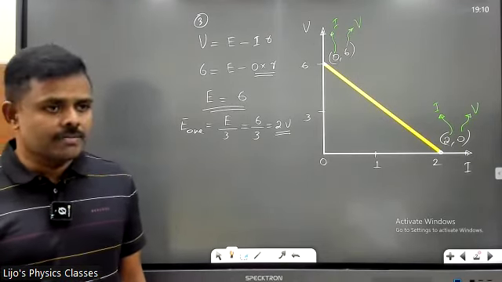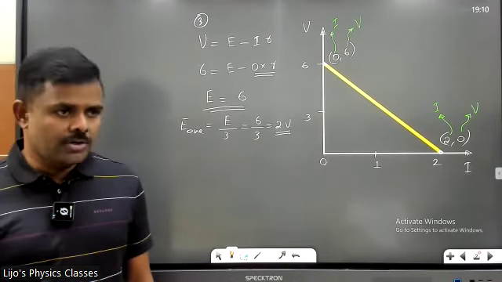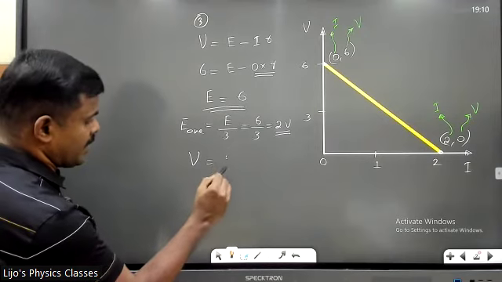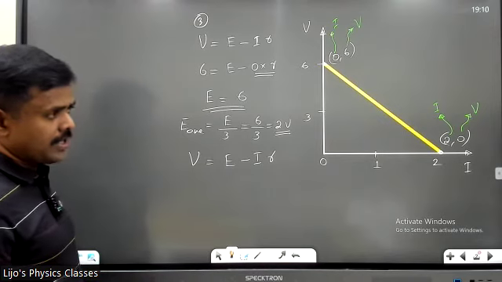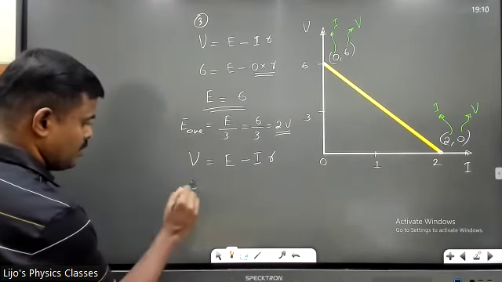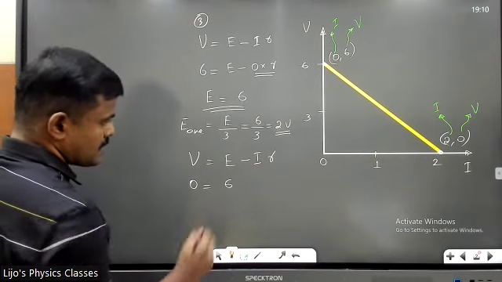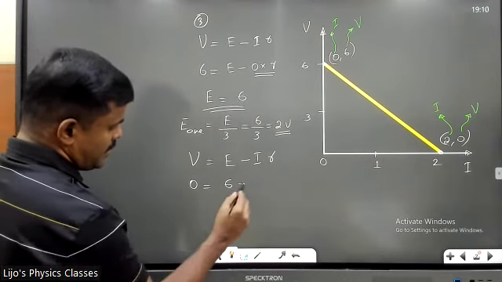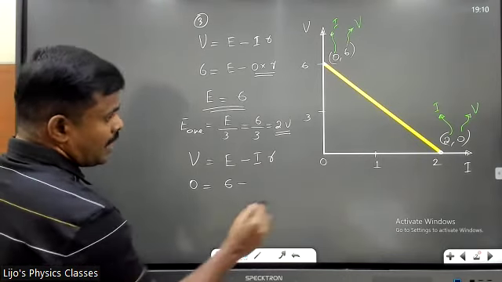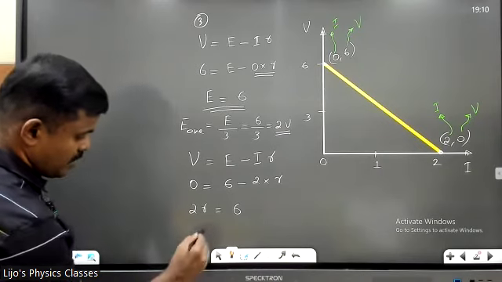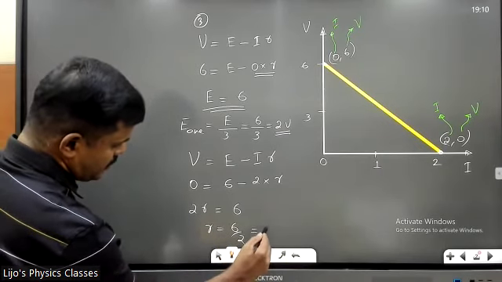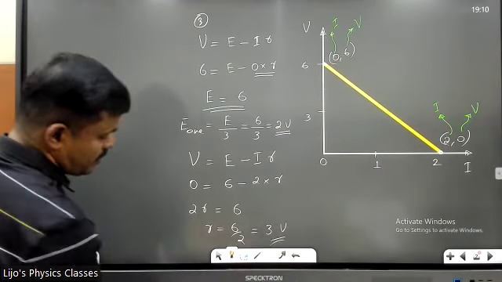Now I'm going to put this condition one more time. What is my condition again? I write that equation one more time: V is equal to E minus IR. Put the second condition. V is 0. E is 6. Minus I at that point is 2. Internal resistance is to be calculated. Get that 2R to the left hand side. 2R is equal to 6, or R is equal to 6 by 2, that is equal to 3 ohm. Internal resistance is 3 ohm.